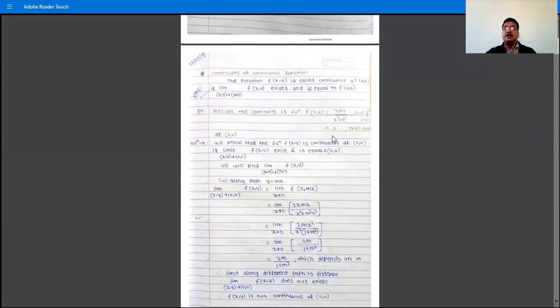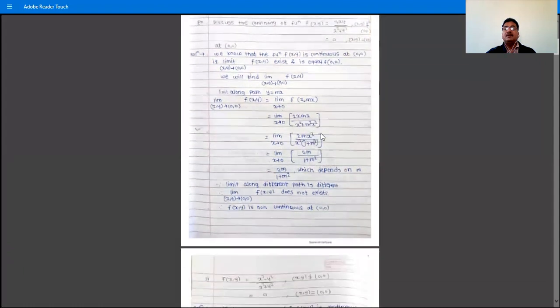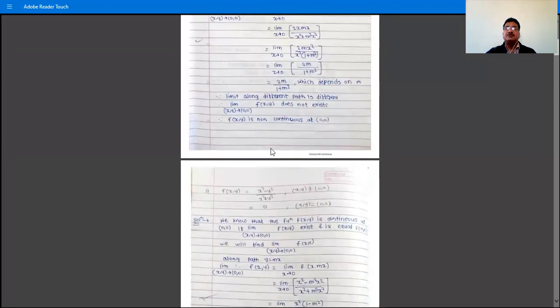So when the function is not continuous at (a, b), either this limit does not exist, or the limit exists but is not equal to f(a, b). What is f(0, 0) here? Here it is 0. If this limit exists and is not equal to 0, then it is also not continuous. But here the first condition applies: the limit of this function at (0, 0) does not exist, and therefore f(x, y) is not continuous, or discontinuous, at (0, 0).